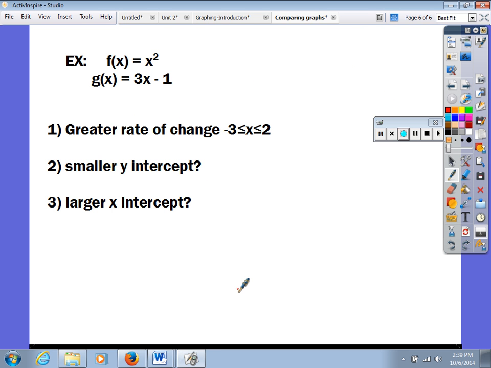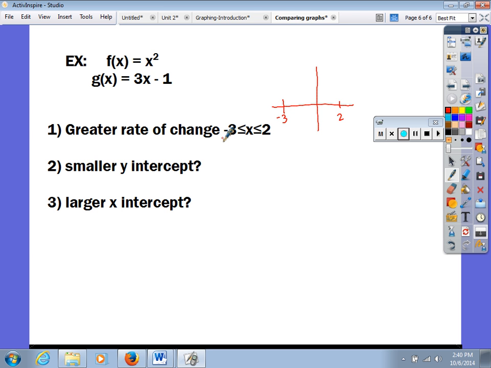Okay, the first problem says the greater rate of change on this interval, negative 3 to 2. So I'm not looking at the whole graph. It's like if I was to cut a piece of the graph off, I just want to know the rate of change between negative 3 and 2 on each of these graphs. Y'all get that? What formula do we use in order to find the rate of change? Subtract your y's over your x's.